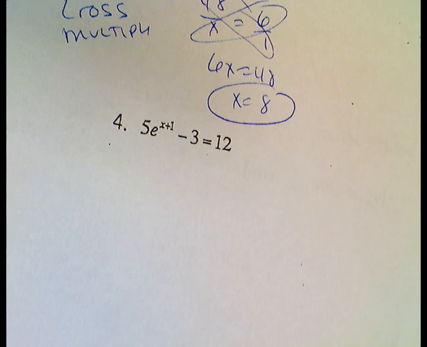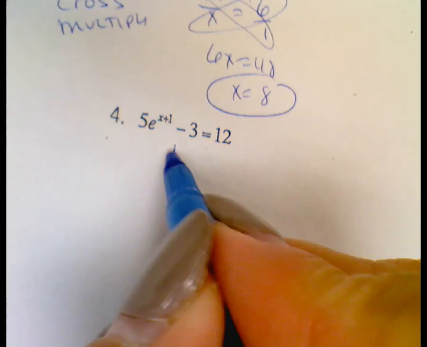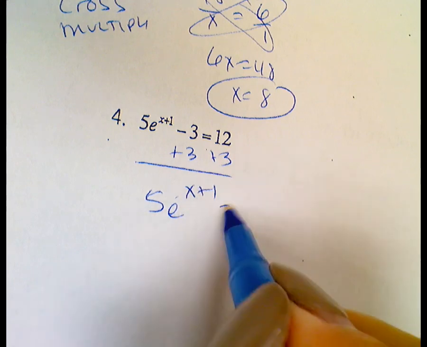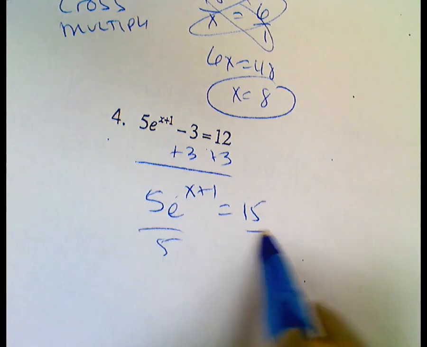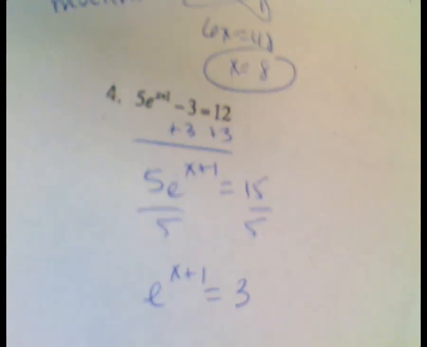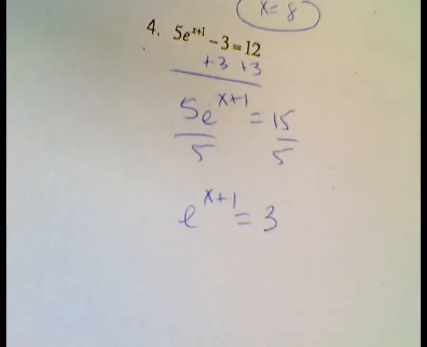In this one, you want to get e by itself before you do anything. So I'm going to add 3. Then I'm going to divide by 5 and get it down to where it's just the base, e, raised to x plus 1 equals 3.